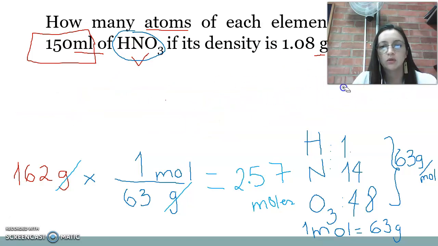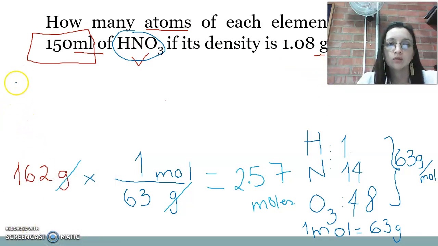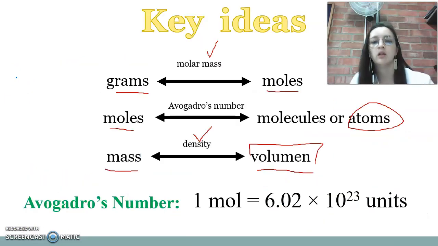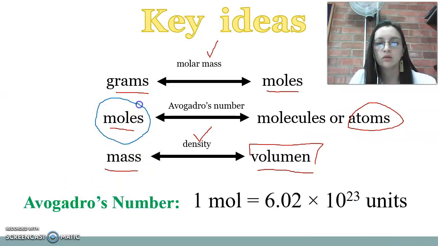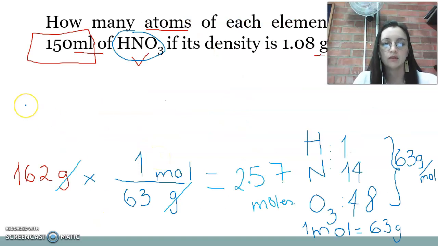we're almost there. So now that we have moles, if we go to the summary, we can use moles to turn them into molecules or atoms using Avogadro's number. Okay, so that's what we are going to use at this step.